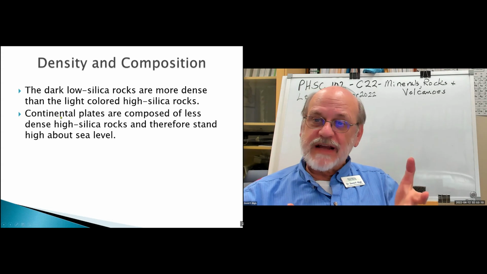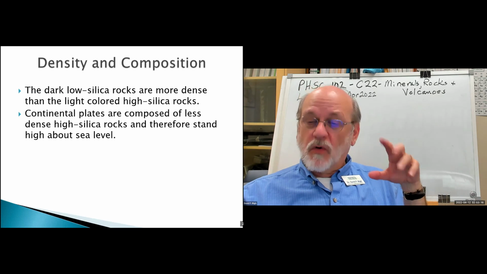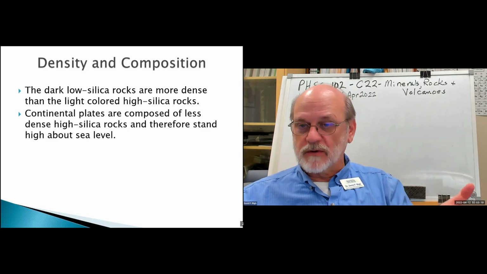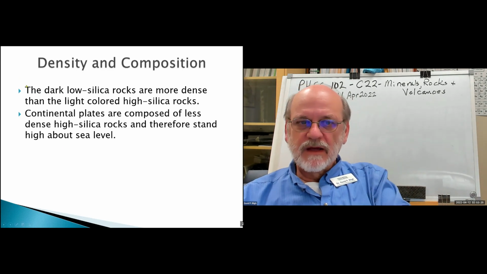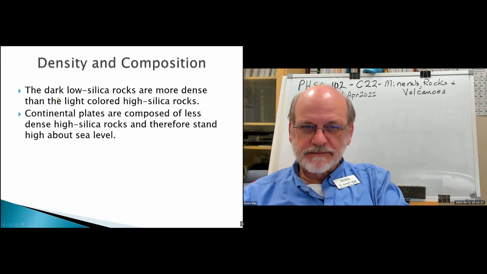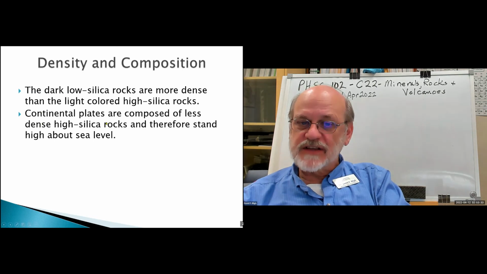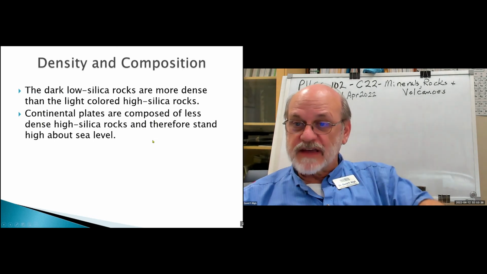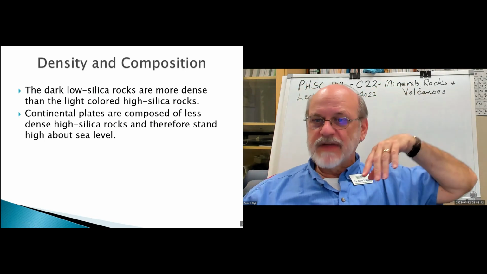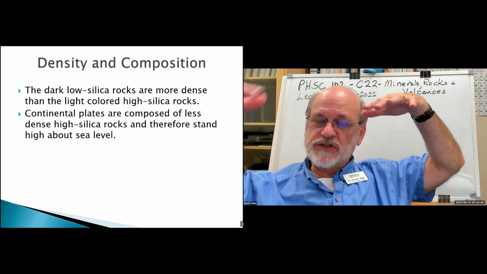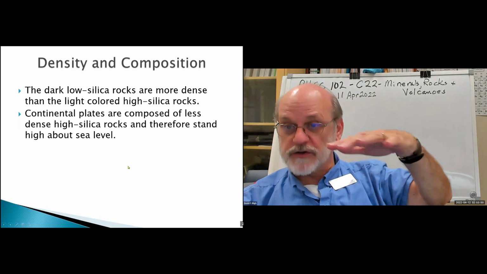Now, this is important for understanding what the continents are made of in general, what the oceans are made up of in general. Dark, low silica rocks are more dense. Continental plates are composed of the less dense, high silica rocks. That's why they tend to float. They're higher on the surface of the earth than high density basaltic rock, which tends to be at the bottom of the oceans or underneath the crustal plates.